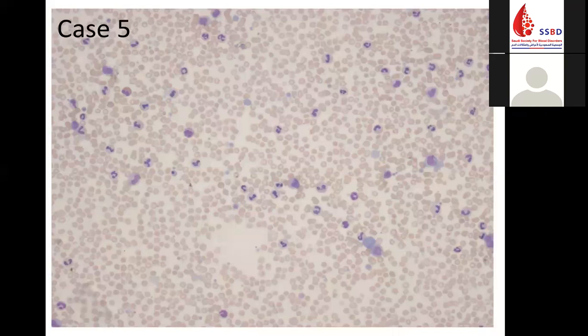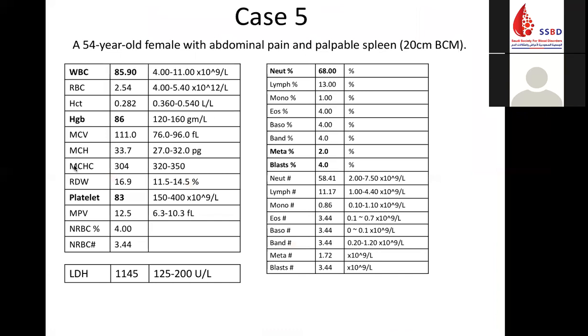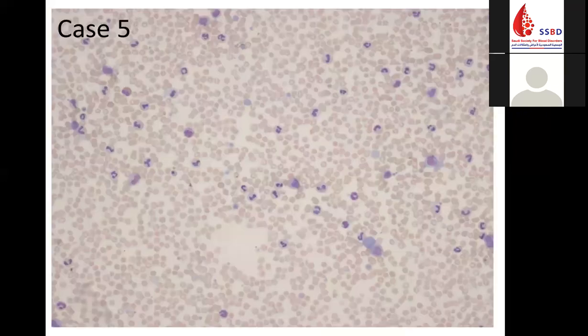This is a very huge size platelet. And you can notice this from the patient's CBC. The MPV, the mean platelet volume, is 12.5, which is high. Also from the low power, you can see that we have some eosinophils, monocytes, and nucleated RBCs. So yes, this is a leukoerythroblastic blood picture.